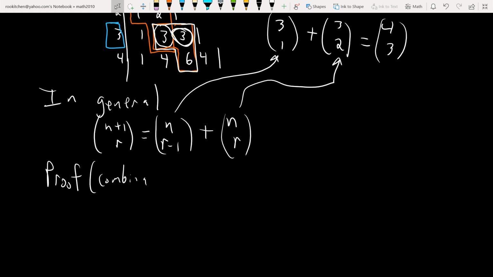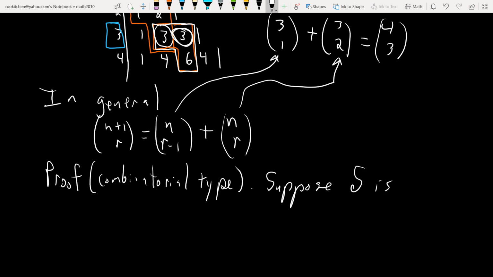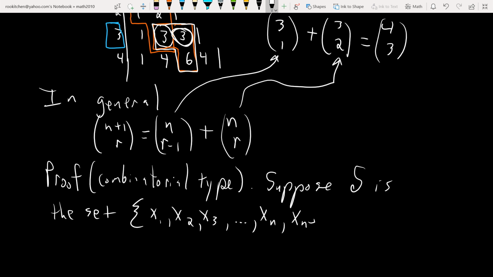Okay, so combinatorial type. And this is more of a reasoning proof. So we'll start by invoking a set of n+1 elements. So suppose S is the set of elements, let's say x1, x2, x3, all the way up to x sub n, and then x sub n plus 1. Then consider subsets of this set, and we consider subsets of size r of S.